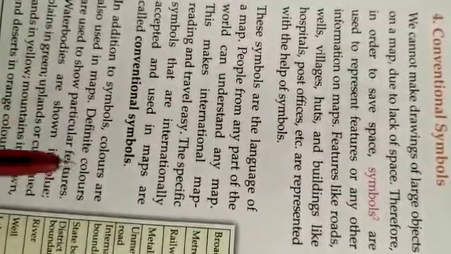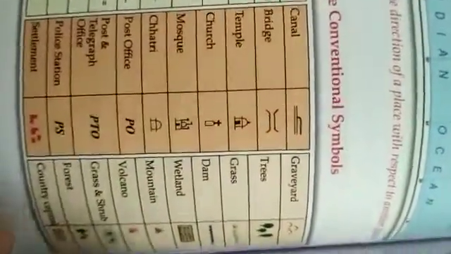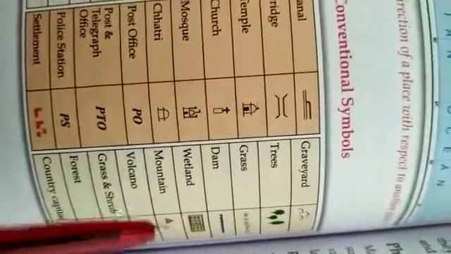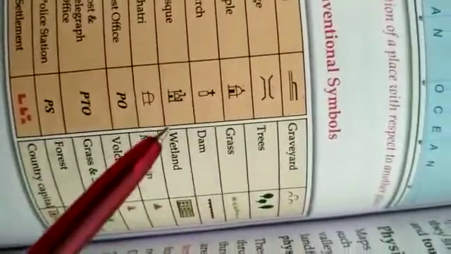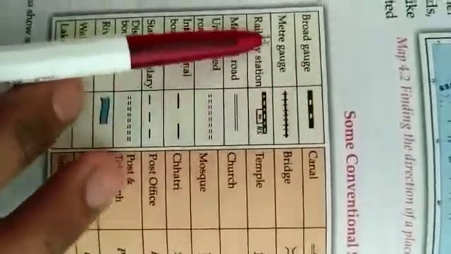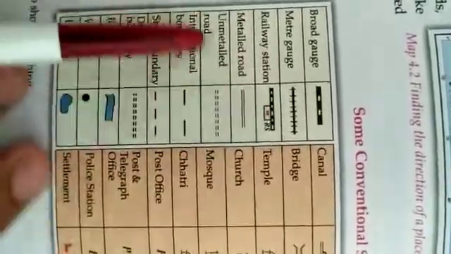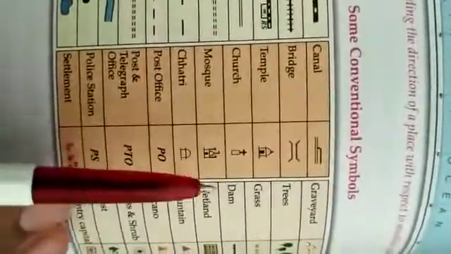In addition to symbols, colors are also used in maps. Definite colors are used to show particular features. Water bodies are shown in blue, plains in green, upland or cultivated land in yellow, mountains in brown and desert in orange. Look at this, some conventional symbols: railway station, metalled road and unmetalled road, international boundary, state boundary, district, river, well, lake. These are the conventional symbols.